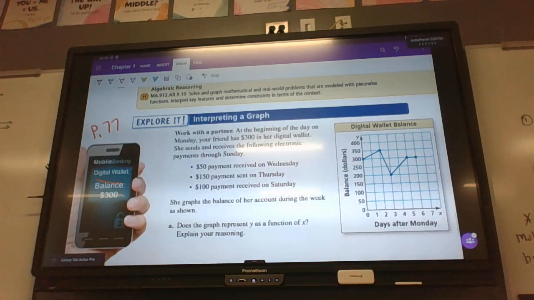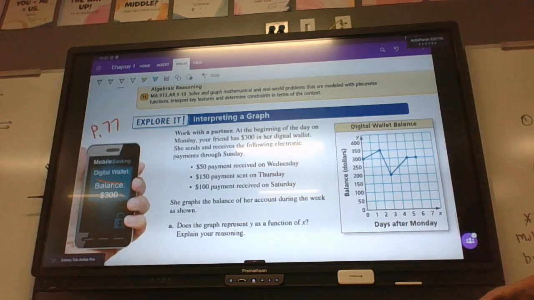You got Apple Pay. What else? Cash App. What else? Google Pay. I got Venmo. I got Zelle. I got all that. I got PayPal. That's what we're talking about. This is a digital wallet.